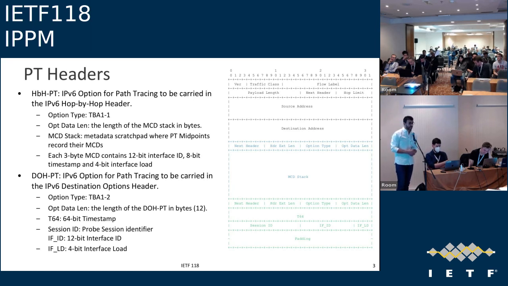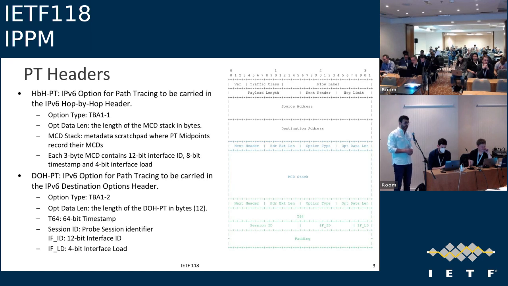Then we get the hop-by-hop header. It's a new IPv6 option defined for path tracing to be carried in the IPv6 hop-by-hop header. The option type for that header is still to be defined. And the length of this header defines the size of the MCD stack. The MCD stack is the place where each midpoint is going to record its information. And just to remind, it's 3 bytes of information that every node has to record. Then the second header is the destination option header for path tracing.